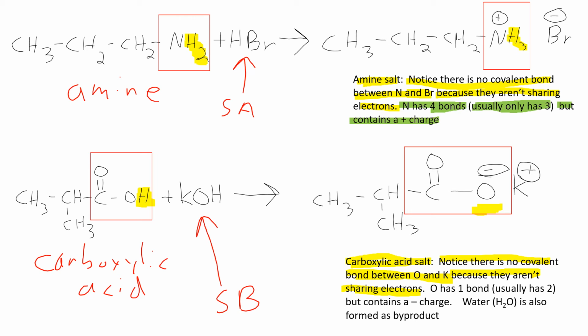Another thing you want to notice is that oxygen only has one bond. The only thing that oxygen is bonded to is the carbon. Usually we recognize oxygen having two bonds. Because oxygen has an unusual number of bonds, it's going to have a charge. This time it's going to have that negative charge.